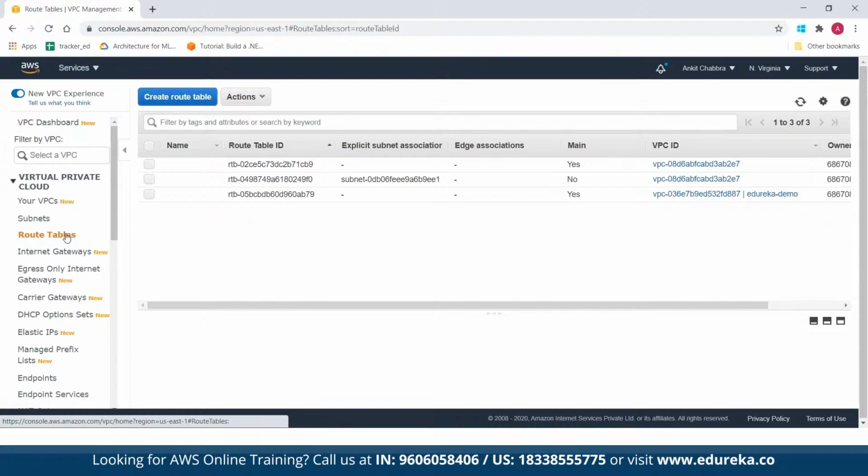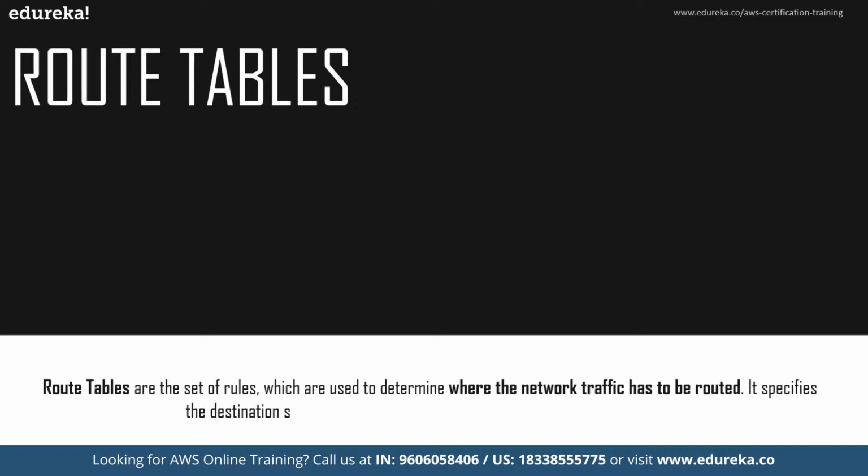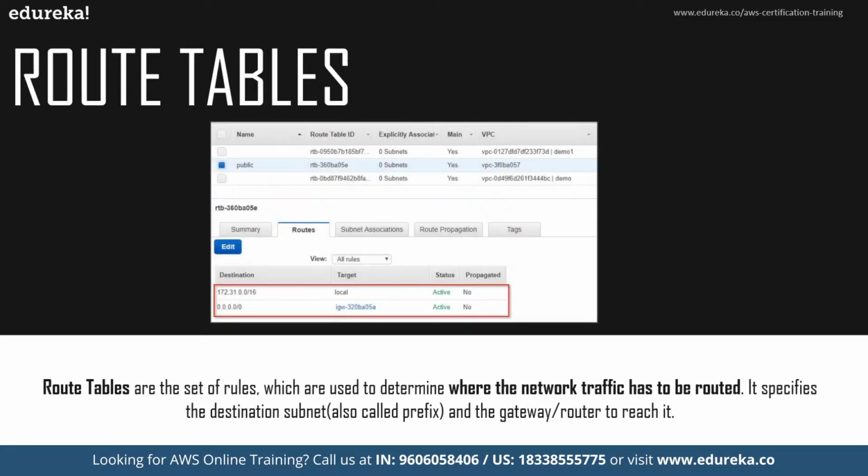Let us understand that. Route tables are the set of rules which are used to determine where the network traffic has to be routed. It specifies the destination subnet and the gateway router to reach it. So basically, a route table is a log wherein we specify all the rules by which we say which subnet will communicate with the internet in what way. Let us better understand it with the hands-on.